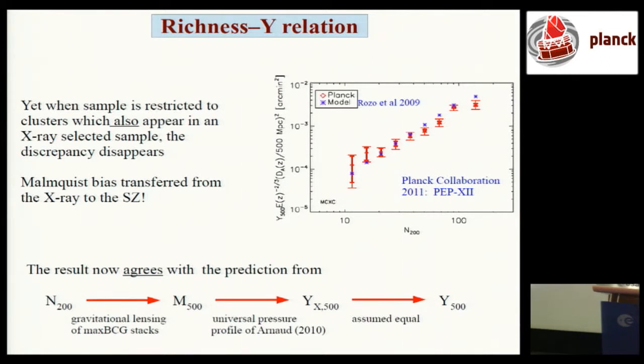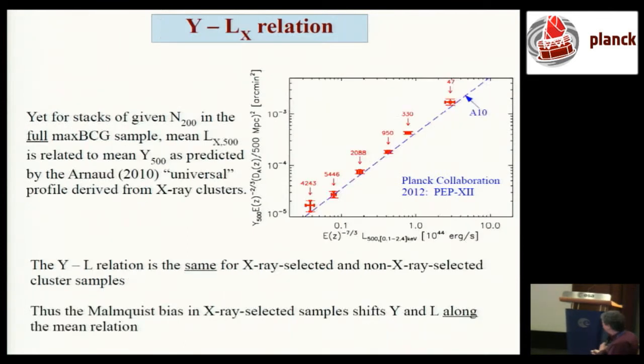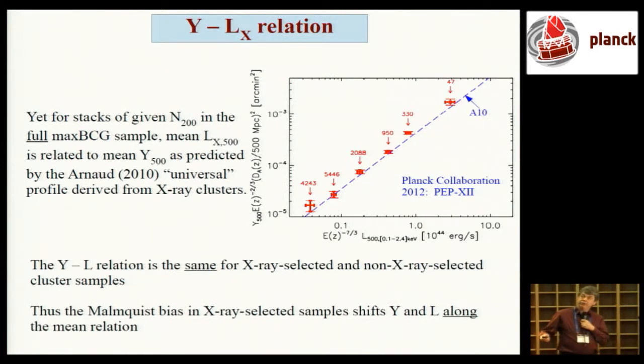So one exercise you can do is go back to the full sample, all the 14,000, and stack the X-ray emission as well, so you can find out the average X-ray emission of the typical cluster, and then plot that against what we had before, which was the average Y. And now this is what you get. You can see there are 4,000 clusters in this first bin down here, and now it fits miraculously back on the relation which was predicted just from the X-ray clusters. So the relation between the two observables which depend on the hot gas is the same for the X-ray selected sample as for the whole sample. So what's happened is that a bias, whatever it is, I'm calling it Malmquist bias, has shifted the points along the relation.